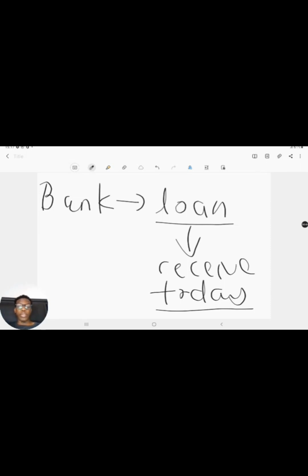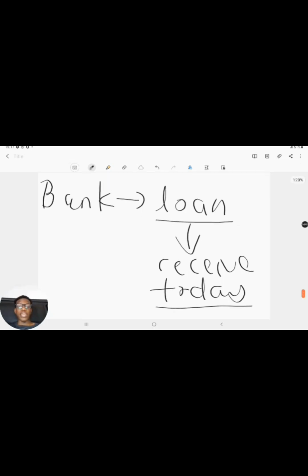You can't pay it back today because you don't have it today. You borrowed the money today, so you'll have to pay it back in future. But the money that you pay back in future will not be the same amount that you borrowed today. It can't be the same amount.